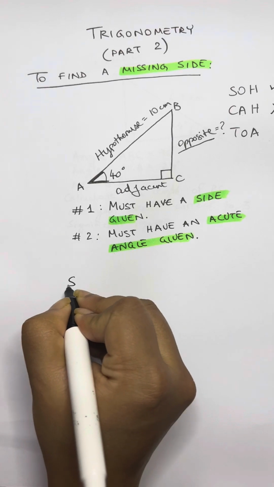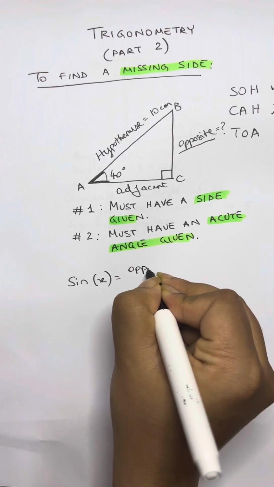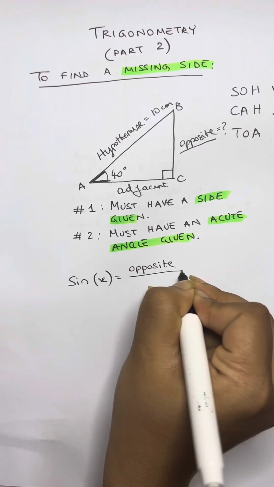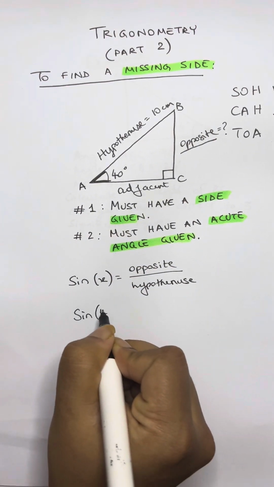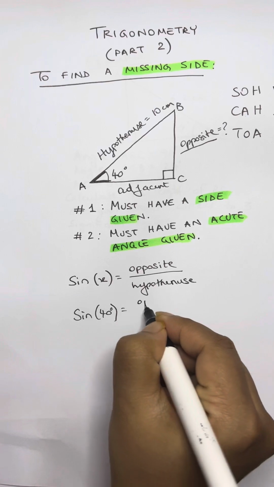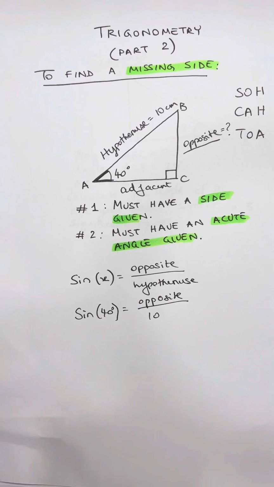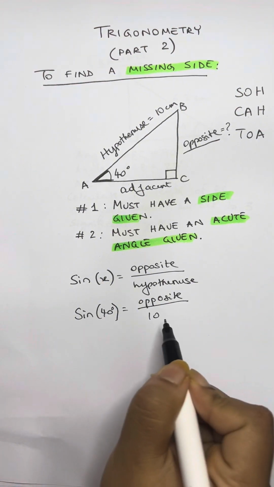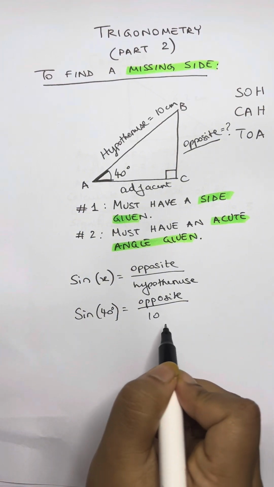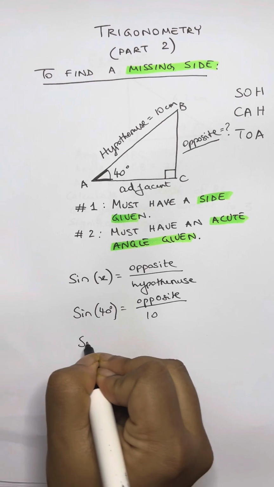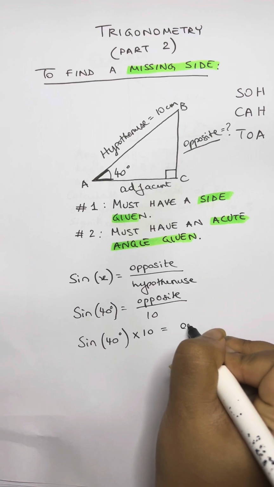So sine of x equals opposite over hypotenuse. So sine of 40 equals opposite, which is the one that I'm trying to find, over 10. Now, this is just a simple equation, so I just need to move my 10 because it's being divided here. I'll move it to the other side and it's going to multiply. So it's going to be sine of 40 multiplied by 10 equals opposite.